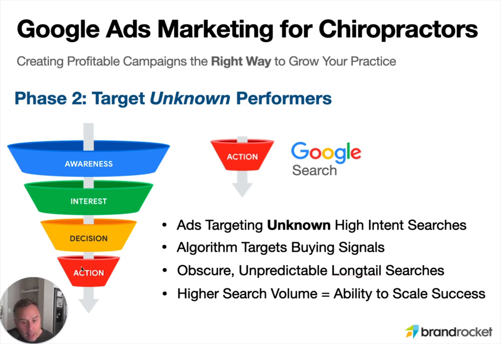So we're still at the bottom of the funnel, and I call this the inside approach for the bottom of the funnel. So the inside of the funnel is the high intent known searches. The outside of that particular portion of the funnel are these unknown searches. And again, the algorithm now is targeting buying signals. And these are obscure, unpredictable searches. Again, every time I go in, I look at the search terms on these campaigns that are converting into real business, real patients. I'm always just blown away. I'm like, I never would have known that somebody would search that way. So they're very obscure. They're long tail. They're not predictable at all.